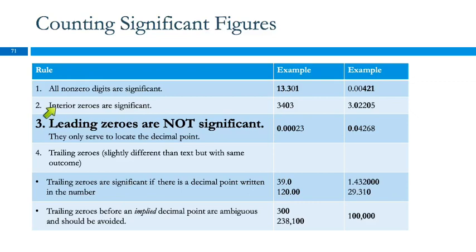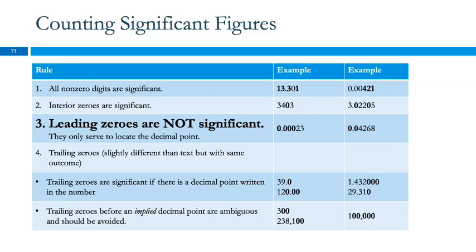So interior zeros, these are ones that are between non-zero digits, you always count those. Leading zeros come at the beginning of the number. I made this extra large. Leading zeros are not significant. They are there to hold decimal place.